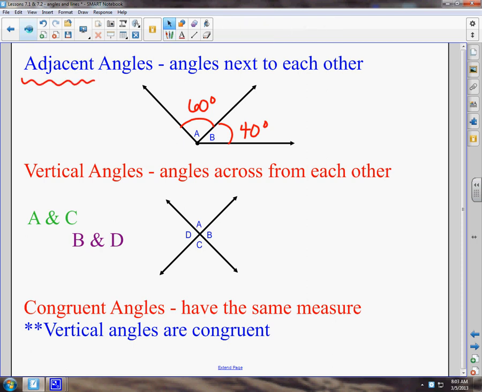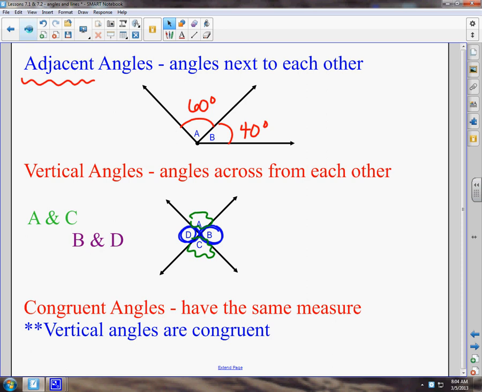Vertical angles are angles that are across from each other. So B and D are vertical angles, and then A and C are vertical angles also, because they're directly across from each other when they form an X.